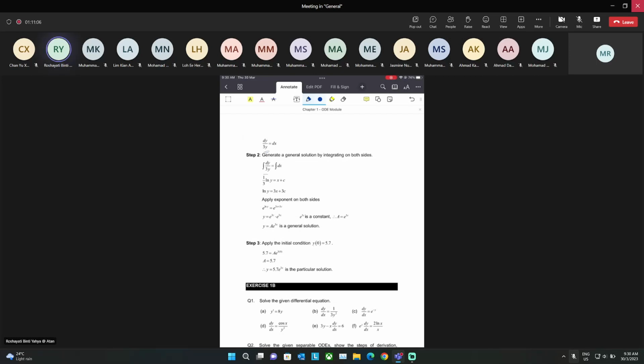Okay, and then step number 2, generate the general solution. Integrate both sides. Integration of 1 over 3y is 1 over 3 ln y. Okay, integrate dx, you get x. Again here it's supposed to be 1/3 ln y plus c1 equal to x plus c2. This c1, c2, so move to the right. So 1/3 ln y equal to x plus c, where c is c2 minus c1.